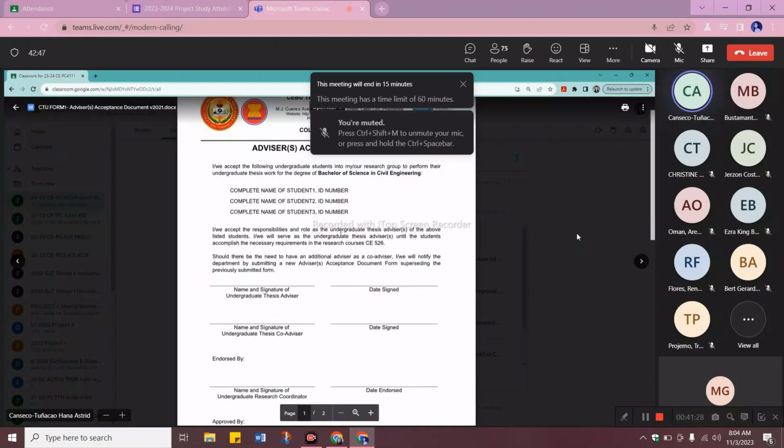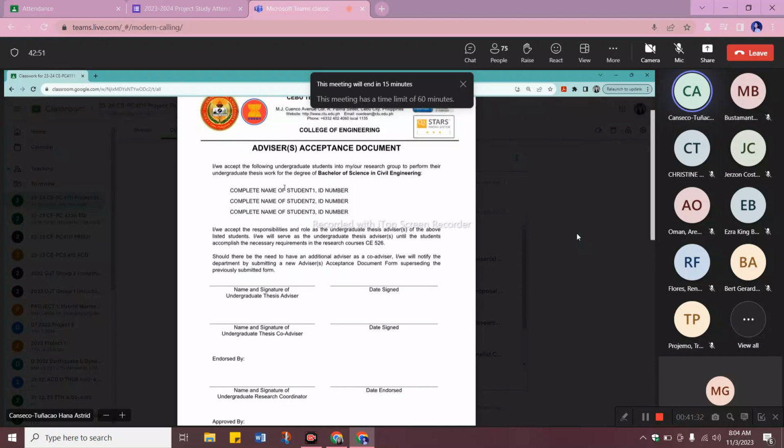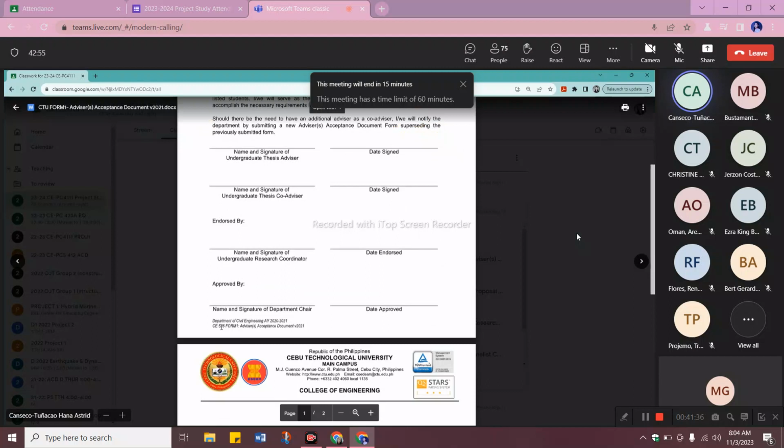Form 1. Here's Form 1. This is the advisor's acceptance document or form. So this is Form 1.